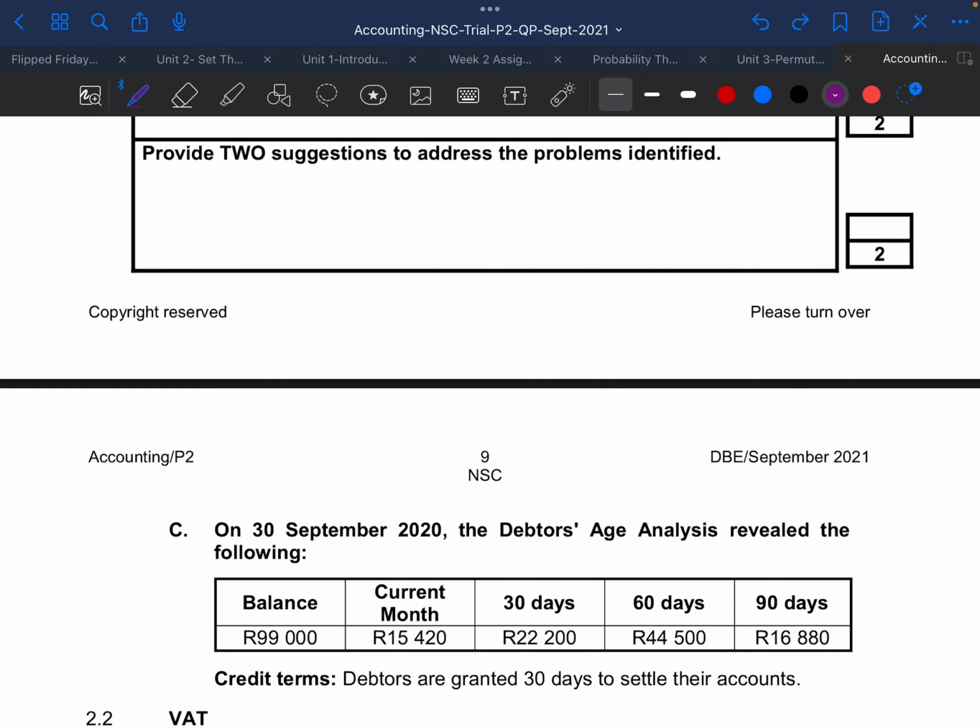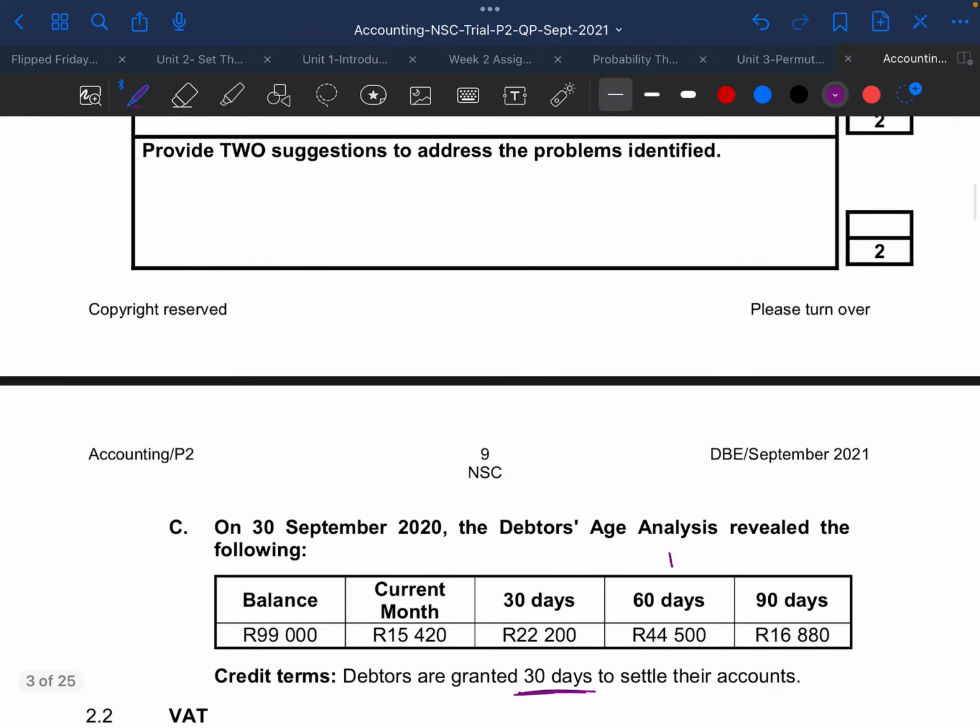That's a fun fact. And then on the 30th of September 2020, we're given the debtors age analysis, and the credit terms are that debtors are granted 30 days to settle their accounts. So anything beyond 30 days is whereby those debtors are not complying with the credit terms. So here I'm seeing 60 days, I'm seeing 90 days. Both of these are beyond 30 days. So that simply means these debtors are non-compliant to the credit terms.